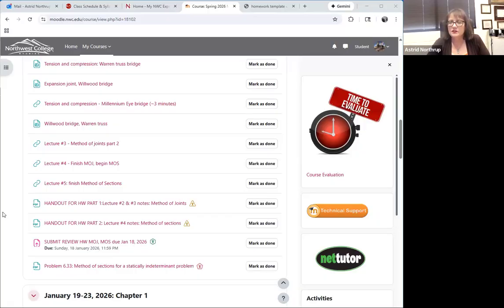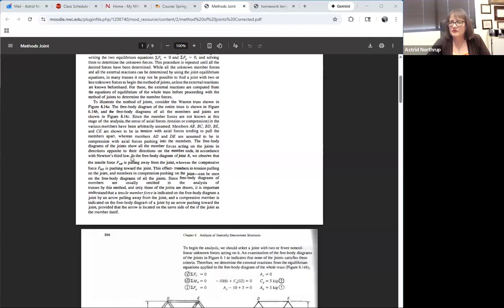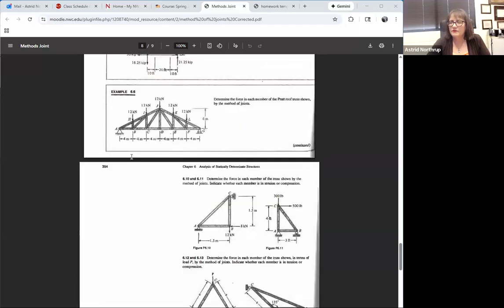Okay. So what's your homework for the first, the review that's due at the end of the week? There's a handout for homework part 1, handout for homework part 2. So you will open this up and take a look at this material. Okay, so this tells you analysis of plane trusses by the method of joints, some examples, how it works, and so forth.